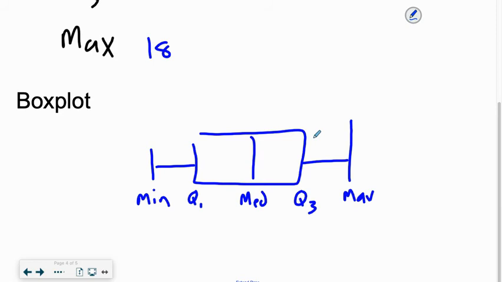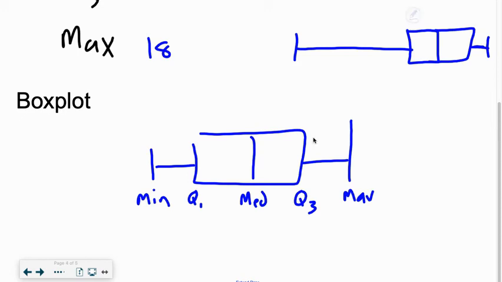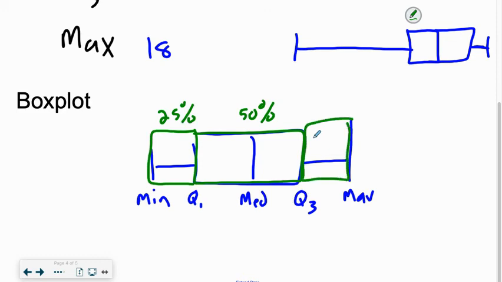Now this doesn't always look symmetric. It can look like this. It can be spread out in different ways. The important part is your box contains 50% of the data. Outside is 25% on each side. And from the median to either quartile is 25% as well. So the box contains the middle 50%.